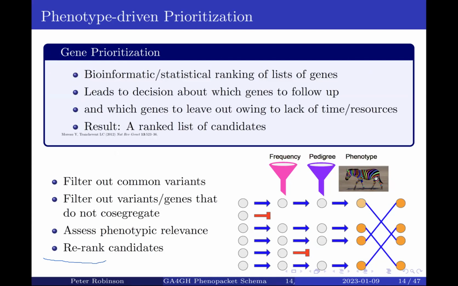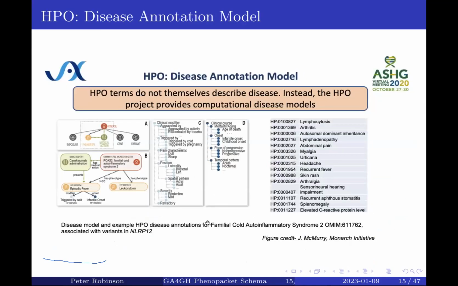And there are a number of things, but one of the things that you can do with HPO is to assess the phenotypic relevance and to rank the candidates, so you rank variants that are predicted to be pathogenic based on how well the phenotype matches. And so to do that, each of the diseases in our database has a disease model that consists of a list of HPO terms. So this is a disease called familial cold autoinflammatory syndrome.